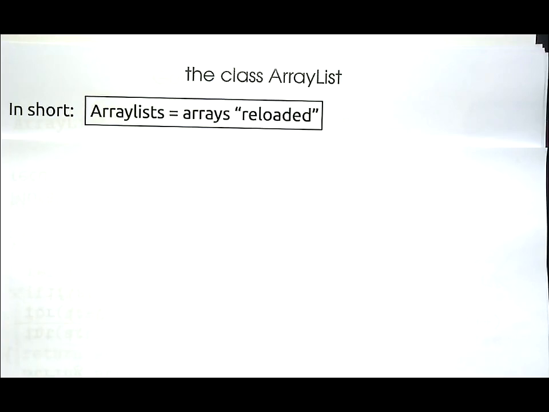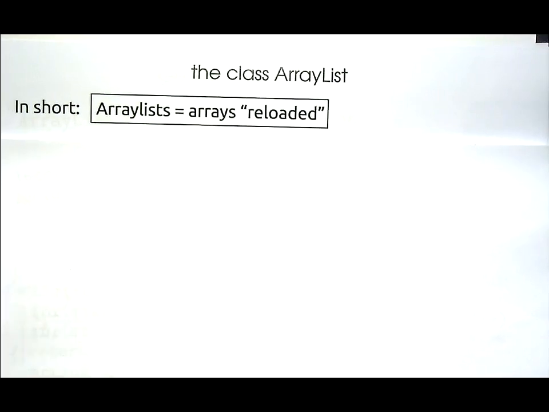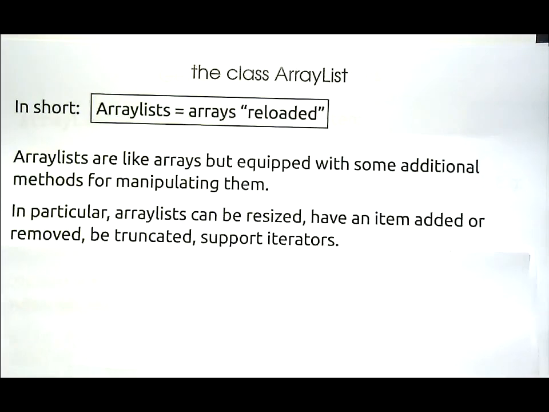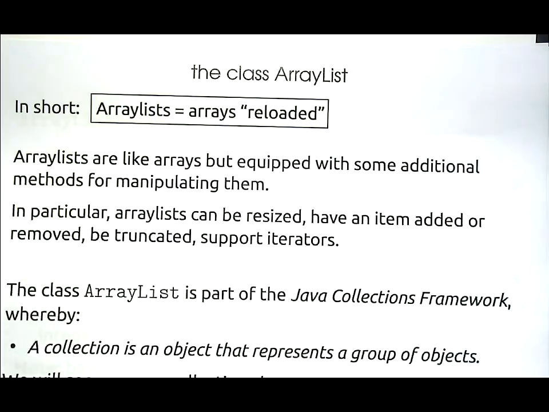lists. So array lists, if you like, are like arrays, but they are better, like arrays reloaded. They're like arrays, but equipped with some additional methods which makes the manipulation easier. So for instance, you can resize them, you can add items to them, you can truncate them, you can also call iterators on them. They have lots of methods you can use on them. And they form part of the collections framework of Java.